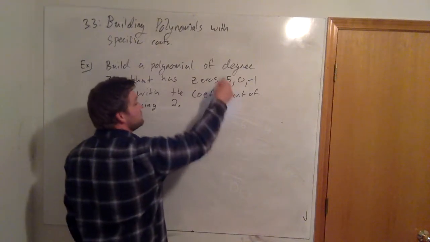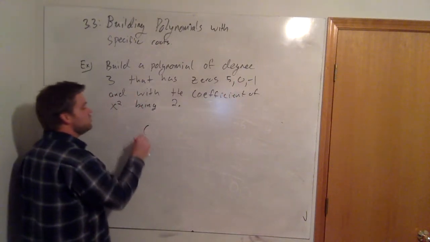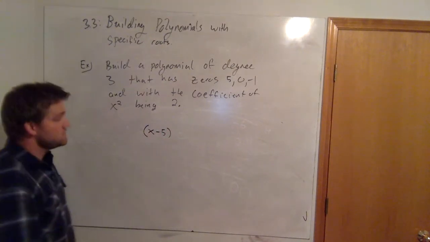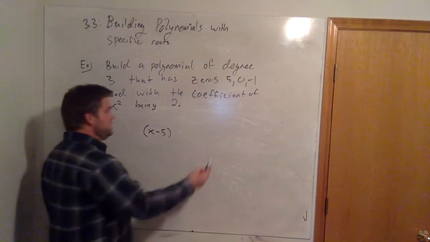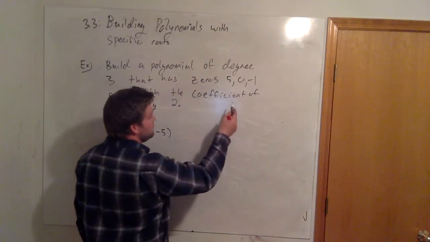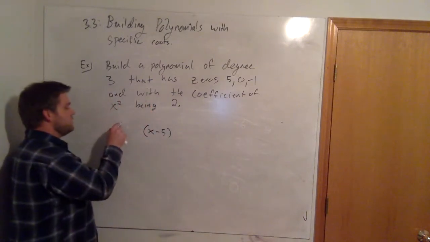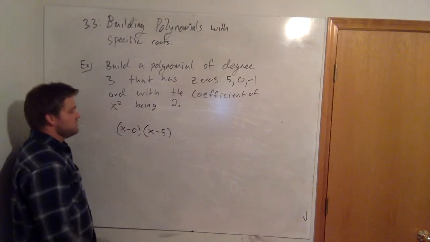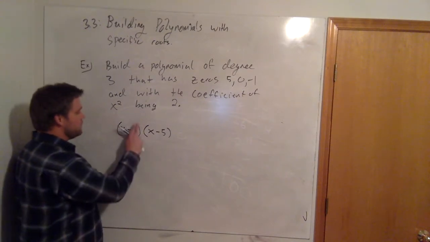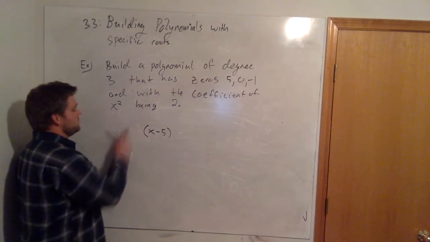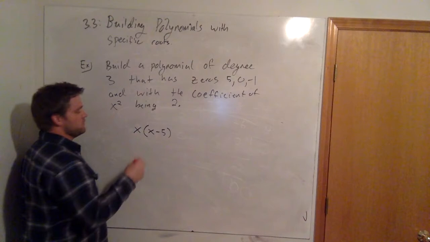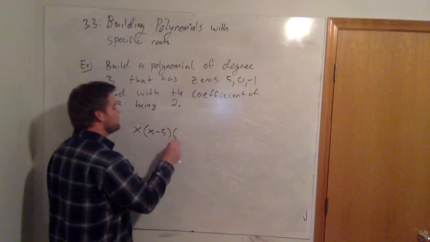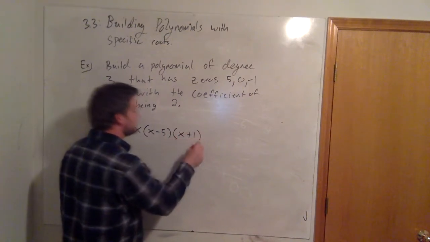Well, if x equals 5 is a root, that must mean that this polynomial in its factored form must have an x minus 5 in it. Similarly, if I know that this polynomial has 0 as a root, then I know that x minus 0 must be one of its factors. But instead of writing x minus 0, how about we just put an x out front? So we're trying to build a polynomial that has these specific roots. Similarly, if x equals -1 is a root of this polynomial, I know that this polynomial must have x plus 1 as a factor.